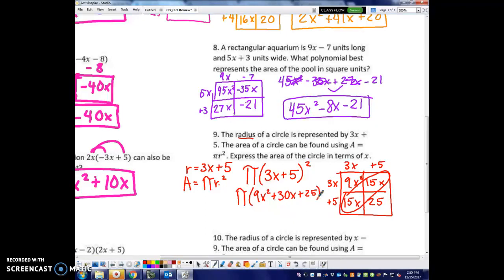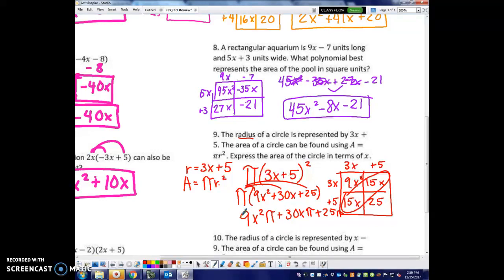Then just distribute your pi. So it's 9x squared pi, or pi can be in front as well, so we got that one, plus 30x pi plus 25 pi. That will be your answer. And like I said, they could also put the pi in the front.